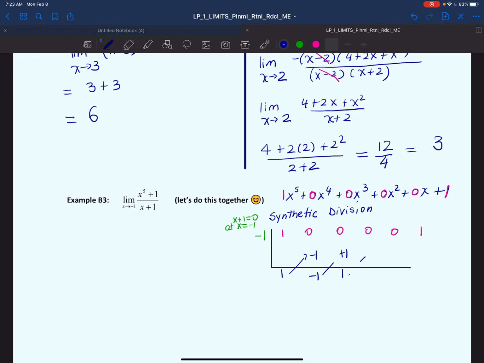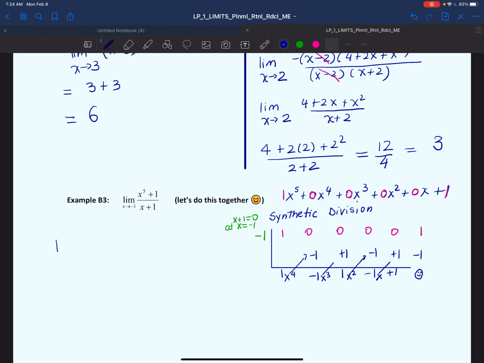Now multiply 1 times negative 1, negative 1, positive 1 here. And then we have negative 1 and then 0. So now we're going to stick the terms. So this is going to be a 4th degree polynomial, x to the 4, x to the 3, x to the 2, x to the 1, and then the constant.